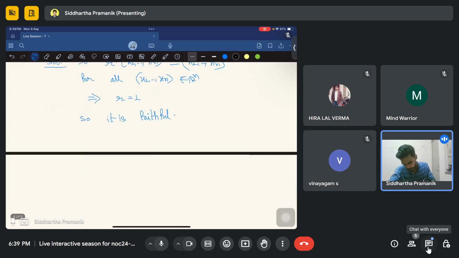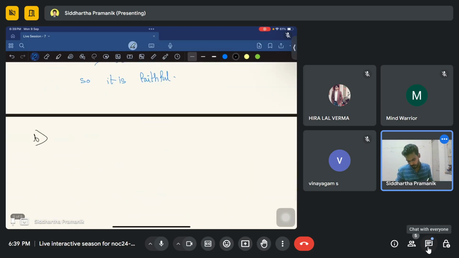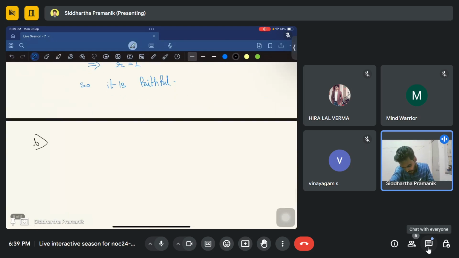So one more example. What about our last example, where G is S_n and S is R^n, and the group action is just the permutation of coordinates? Is it faithful?